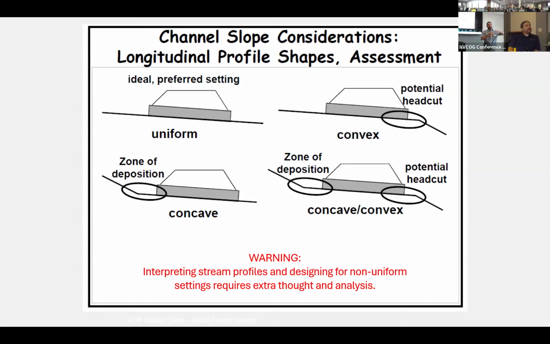In the concave situation, you have an abrupt change in slope where you go from steep to shallow. That's usually an area where you get sediment deposition. You get sediment deposition on the upstream side of your culvert, you're going to bury it. So that also has to be incorporated into your design approach. Obviously, you can get the combination, concave and convex, where you have both issues to think about. So all these things need to be looked at and require a little extra thought and analysis.